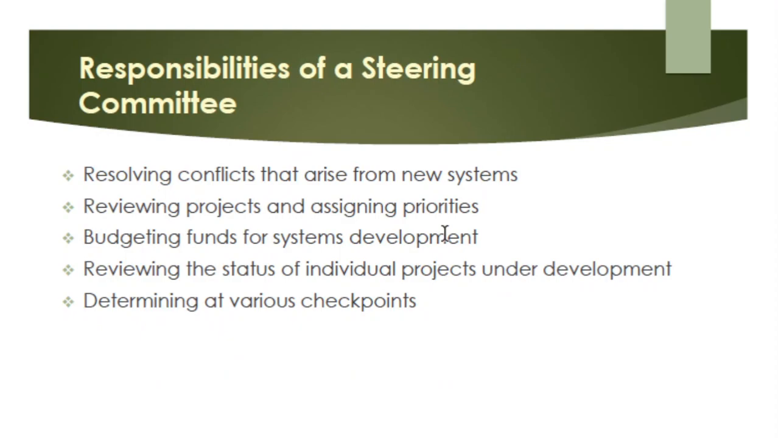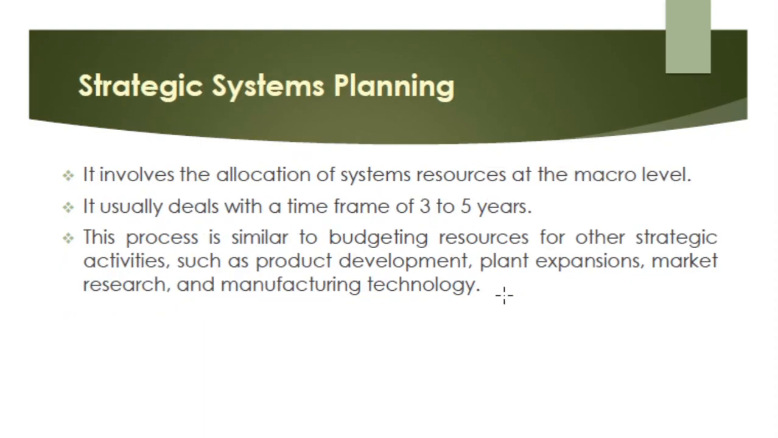So the responsibilities of your steering committee include resolving conflicts that arise from new systems, reviewing projects and assigning priorities, budgeting funds for systems development, reviewing the status of individual systems under development, and determining at various checkpoints. Now, systems planning occurs at two levels. You have your strategic systems planning and your project planning.